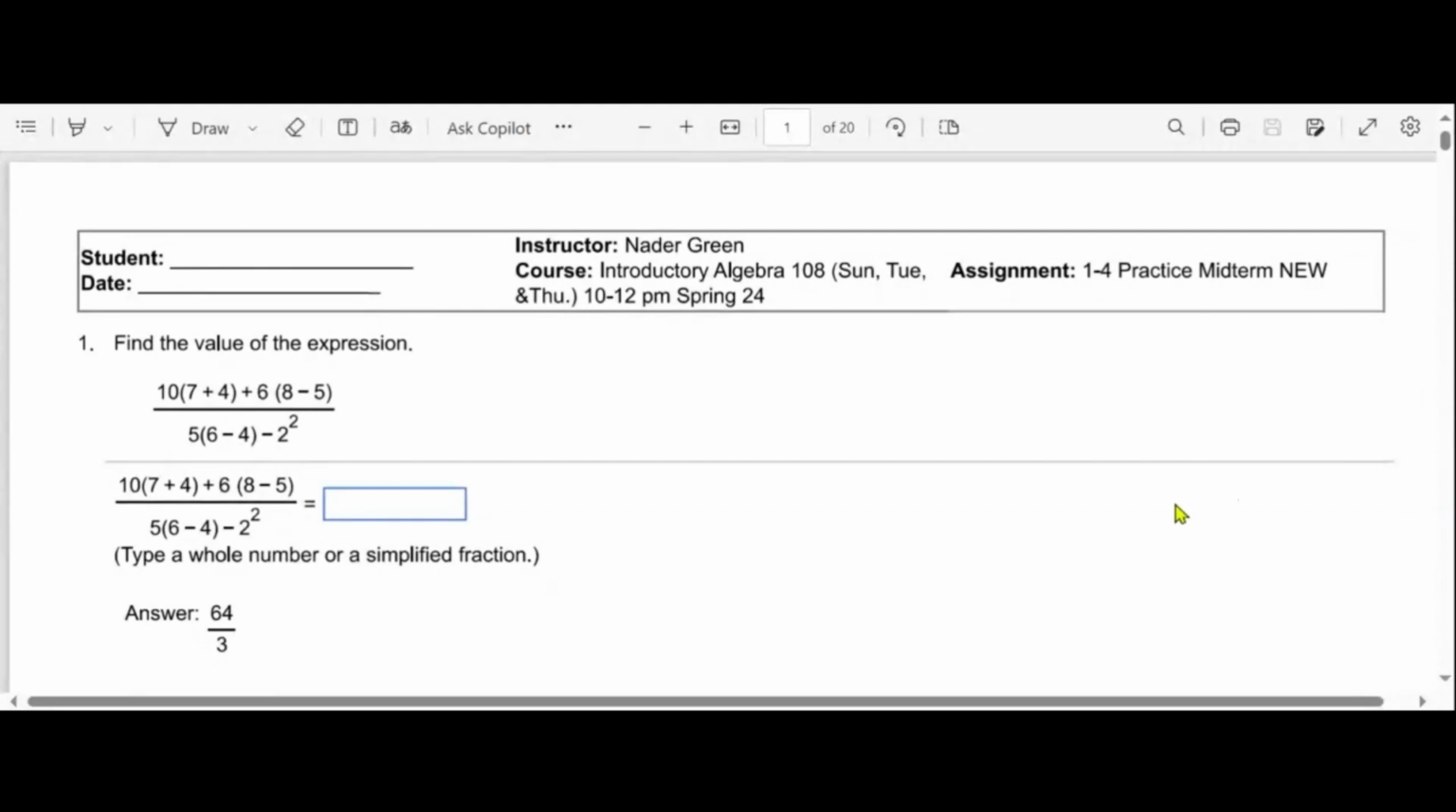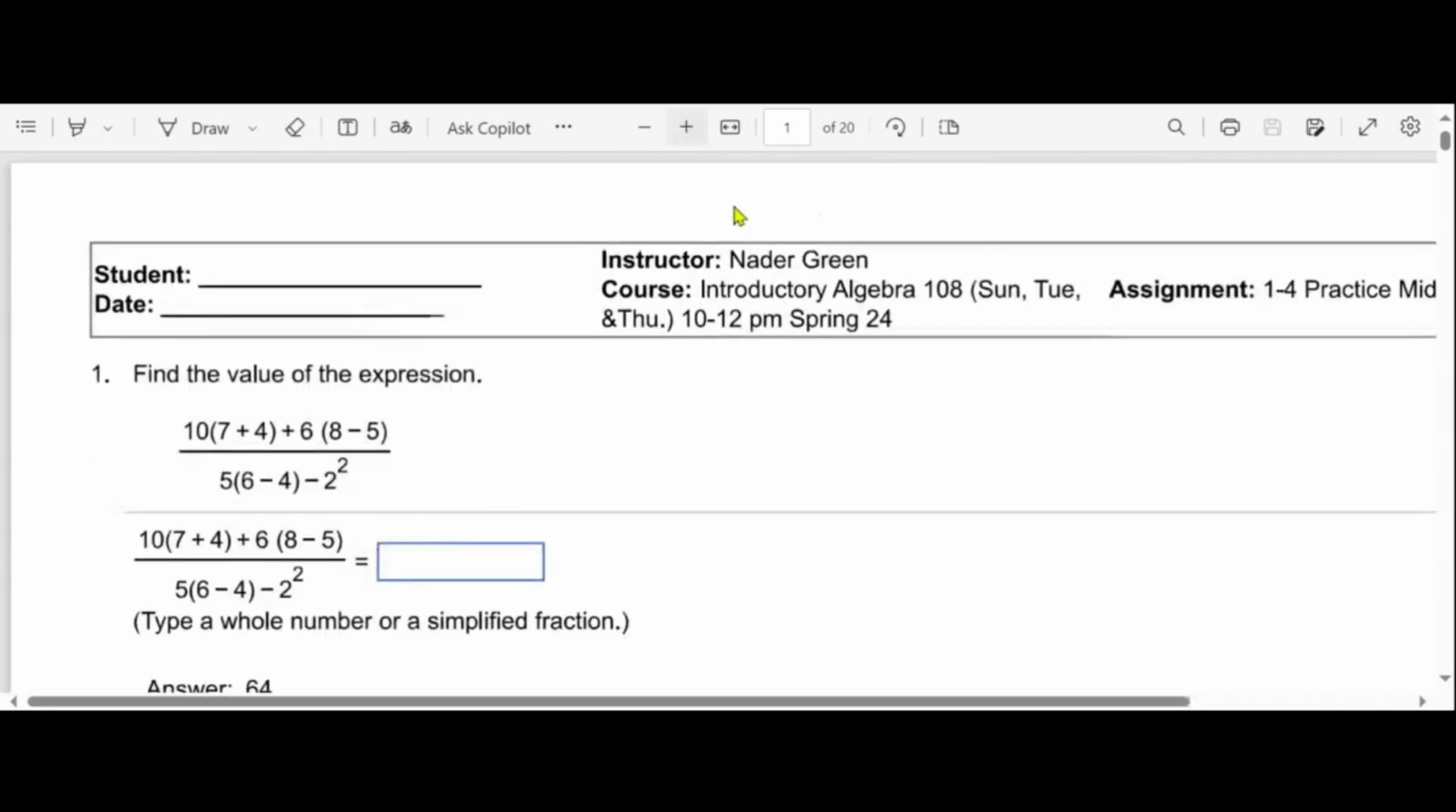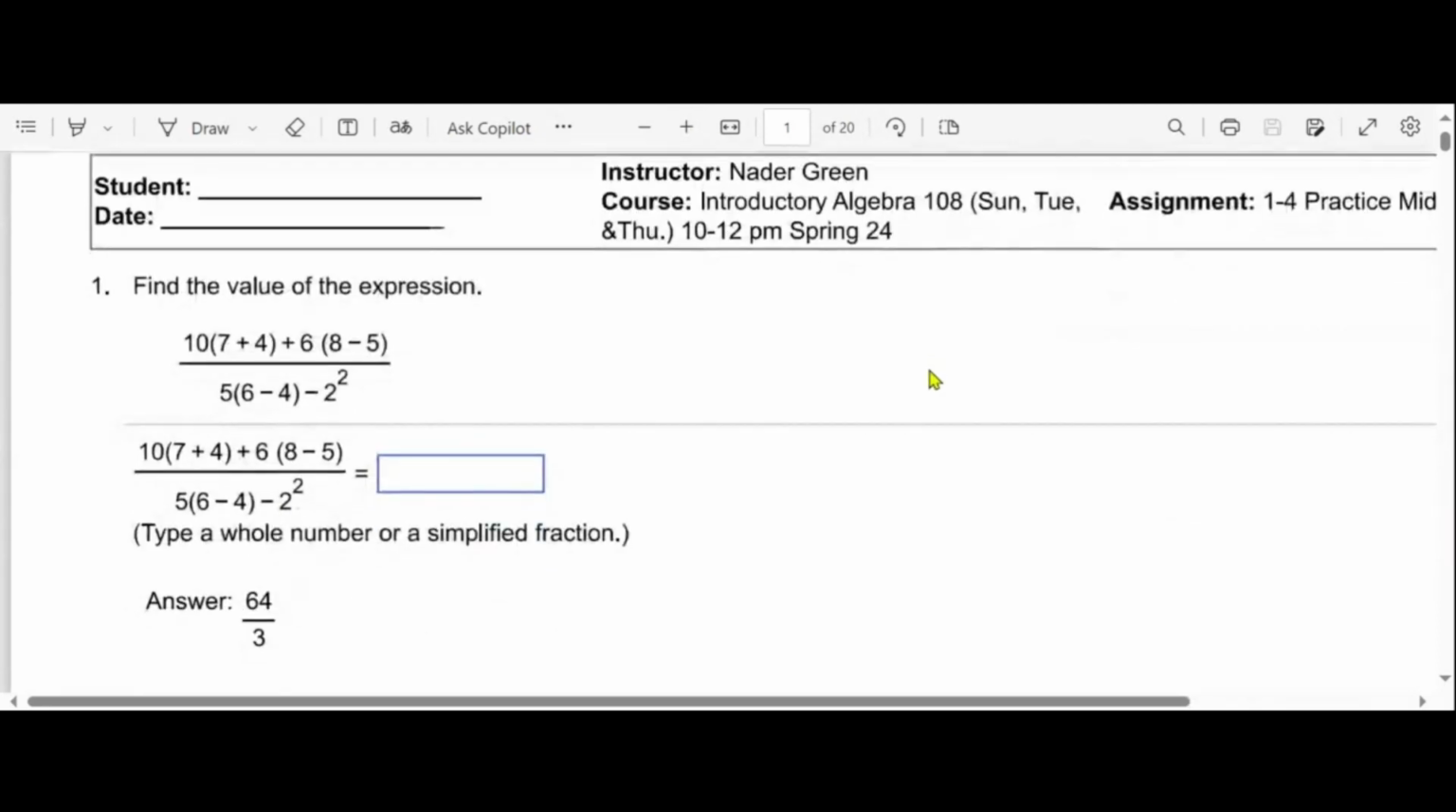Okay, so we're doing review, midterm exam review for introductory algebra. Okay, Badr, read the first question. Find the value of the expression. Yes. 10, 7 plus 4 plus 6, 8 minus 5 over 5, 6 minus 4 minus 2 squared. Good. What's the first thing you should do here?